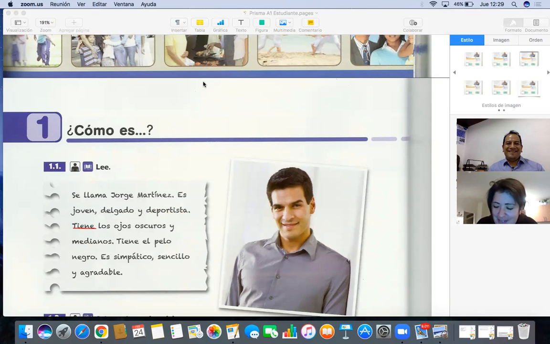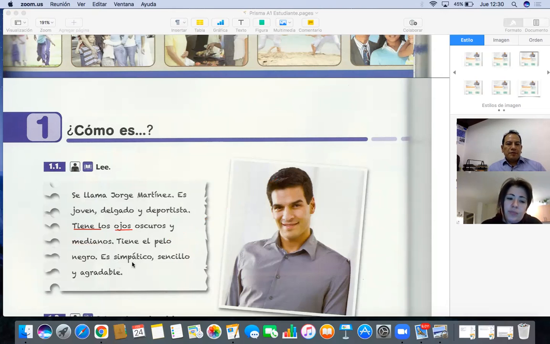Okay, and then tiene, who's that? We've just gone over this loads. He has. And then ojos, his eyes. Dark eyes. In Spanish, we put the description afterwards, so he has eyes dark. It says oscuros there. He has dark and medium-sized eyes. Medianos. Okay, and then what else? This is pelo, his hair. He has black hair. Exacto. Muy bien. Tiene el pelo negro.